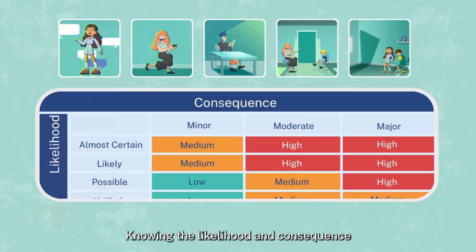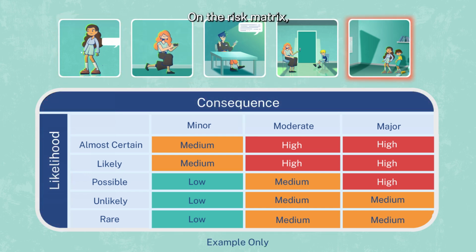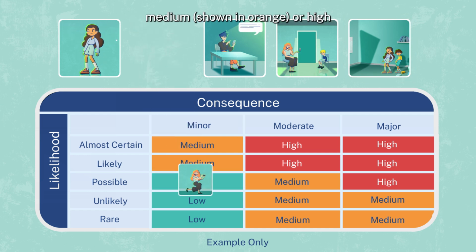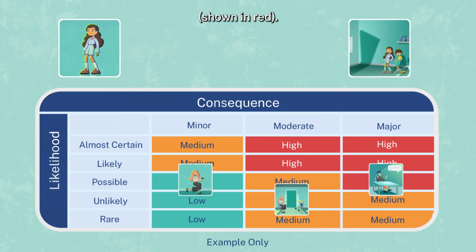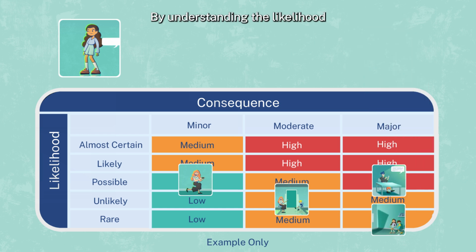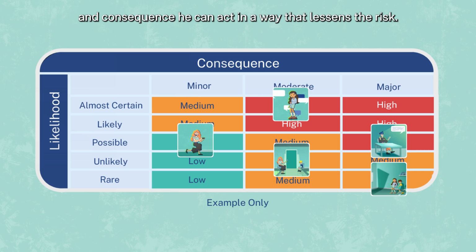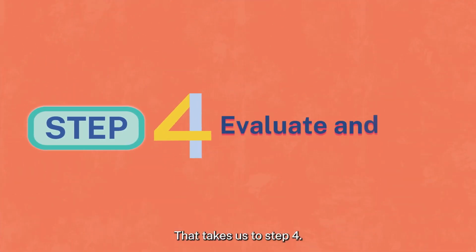Knowing the likelihood and consequence will let Ang work out a rating for each risk. On the risk matrix, this might be low, shown in green, medium, shown in orange, or high, shown in red. By understanding the likelihood and consequence, he can act in a way that lessens the risk. That takes us to step 4.